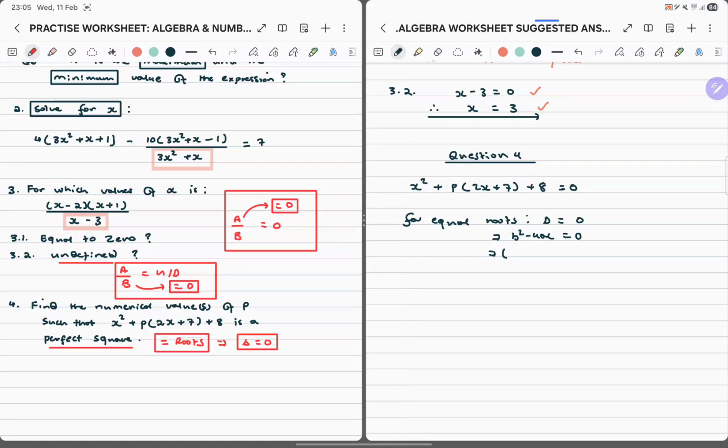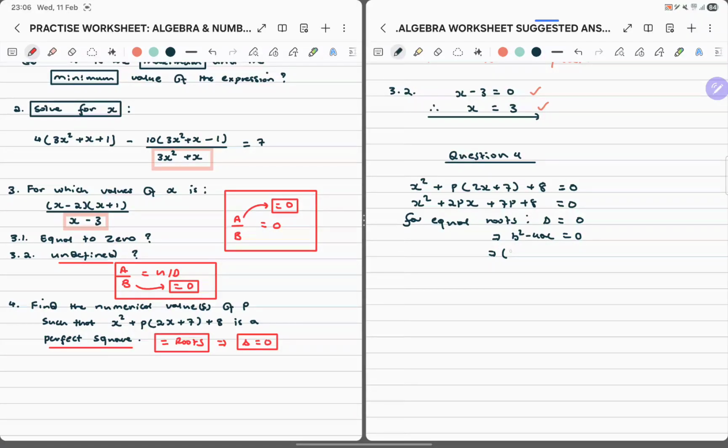We substitute, oh my goodness, I forgot. We needed to do something here before I did the things. Okay, let's just do the things. So this is going to be x squared, multiply p here, plus 2px plus 7p plus 8 equal to 0. We must write it in standard form. Otherwise, we're going to run into problems.